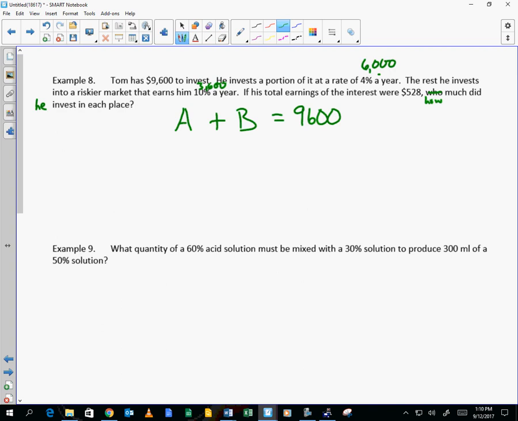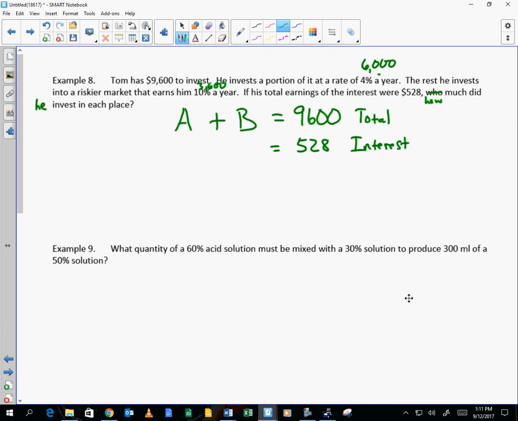So this is before he invested. He put A in and he put B in, a total of $9,600. You just put them in at different rates. Now, we have a secondary problem. This is our total amount, but then we have another amount. That's the $528, and that's the interest that he earned.